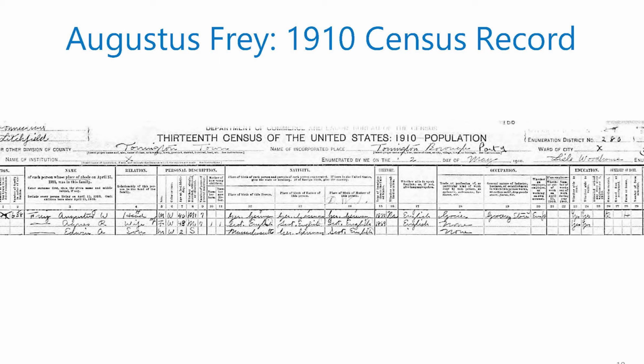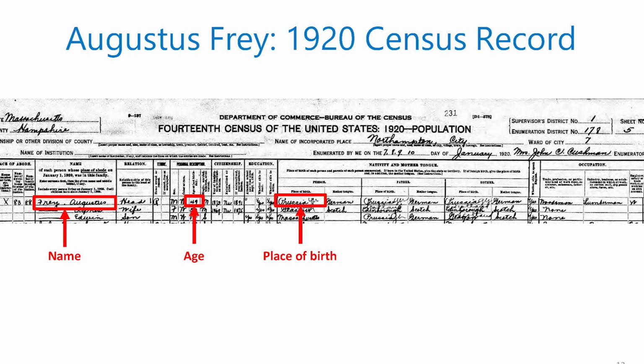And so we have a lot of information about Augustus from the 1910 census record, right? But we might want to know what he's doing 10 years from now, not just what he's doing in the 1910 census record. So what we do is we take his name, his age, and his place of birth, and then we find him in the 1920 census using the same information. Augustus is now no longer living in Connecticut. He's living in Massachusetts. He's not working in a grocery store. He's working in a lumber mill. He's still married. He still has a son.